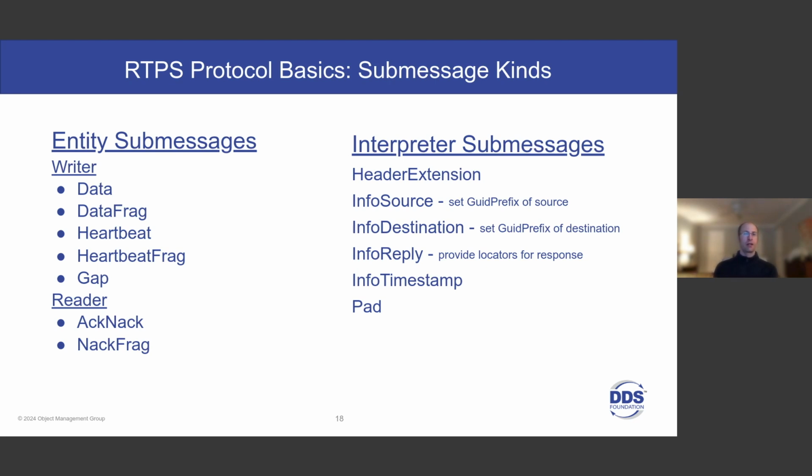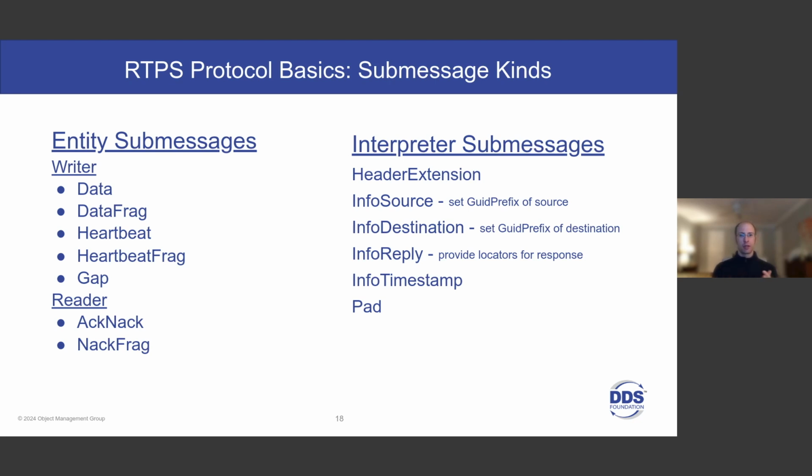On the reader side, there's an ACKNACK, which is really the only message that a reader can send. It's a combination of a positive acknowledgement, saying I've received this data, and a negative acknowledgement, saying I don't have this. Both of those functions are combined in one submessage.